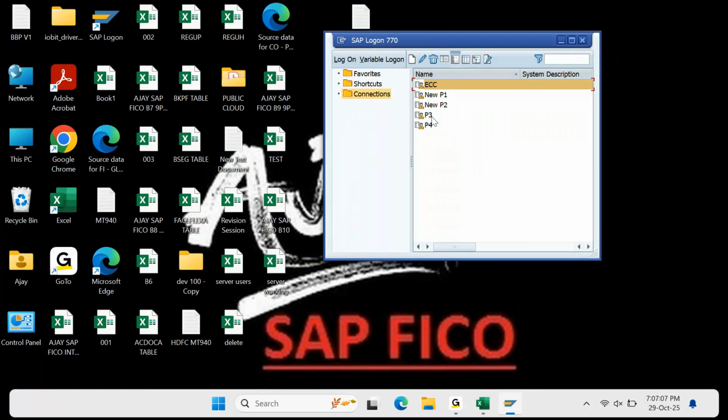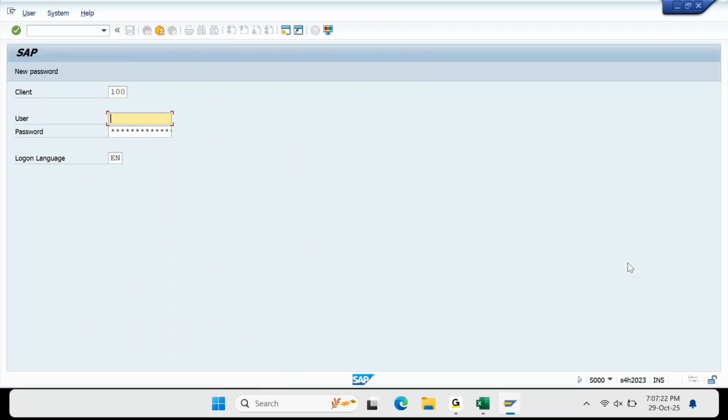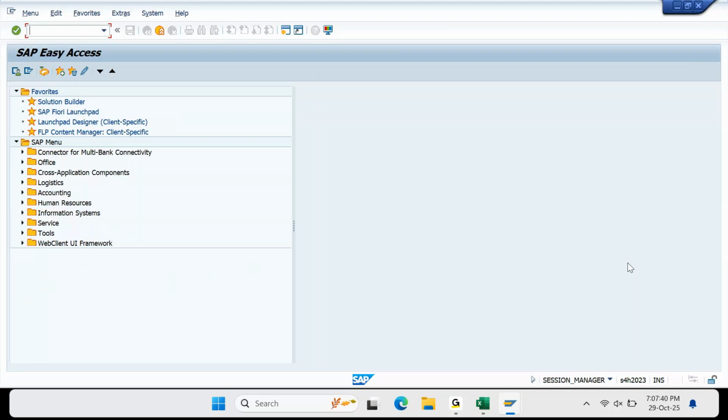Can you find different details here? These are all the connections for you to log into the system. Now let me log into one of the systems. The moment you click on Logon, it will allow you to input your ID and password. As every application does, even in SAP you have to log in by entering your user ID and then the password. Let me put my ID and then my password. This is how you will log into SAP.